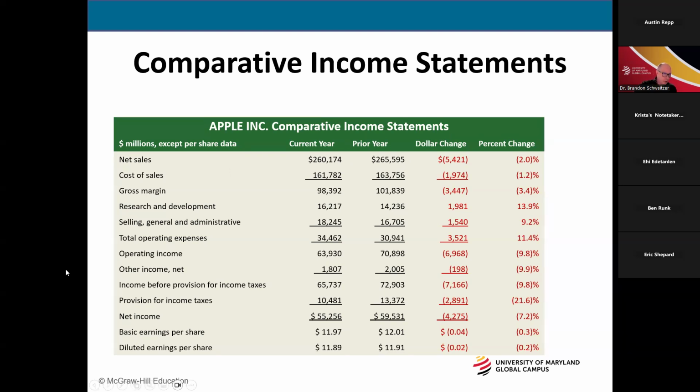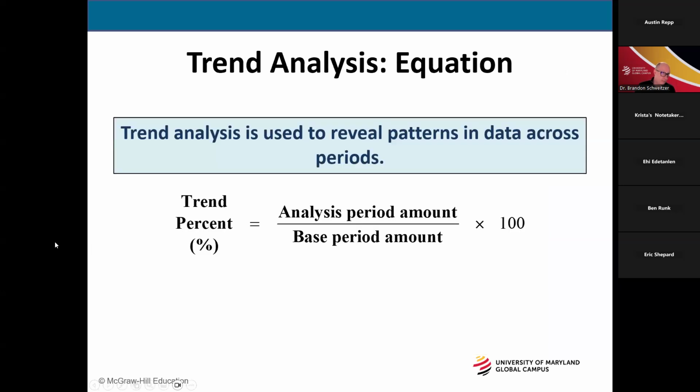Now that's from year to year, right? I can look at it also for longer periods of time. I could look at it for 3 years or 4 years or 5 years. And when I do it that long, really what I'm looking for are trends. And in order to do that, we use what we call the trend analysis equation. The trend analysis, as the name implies, helps us to identify patterns or trends. And we express that as a percentage. So here we take the analysis period amount divided by the base year times 100.